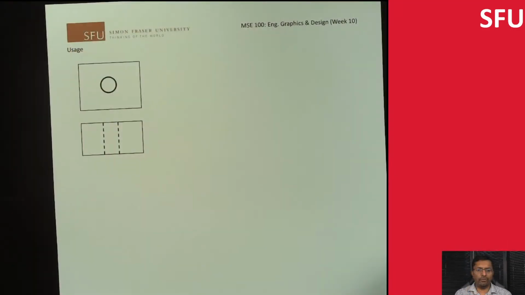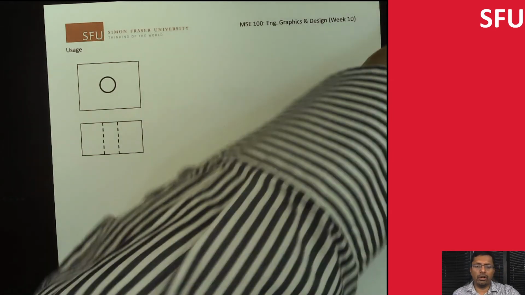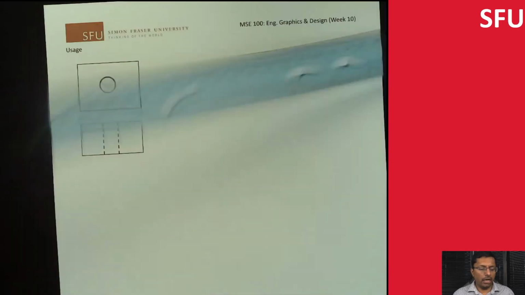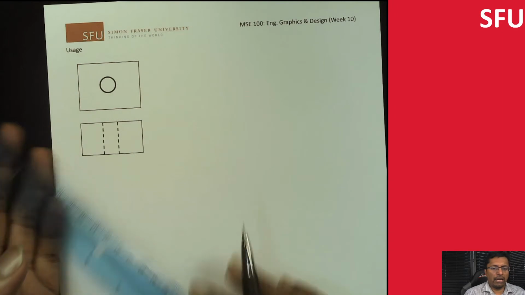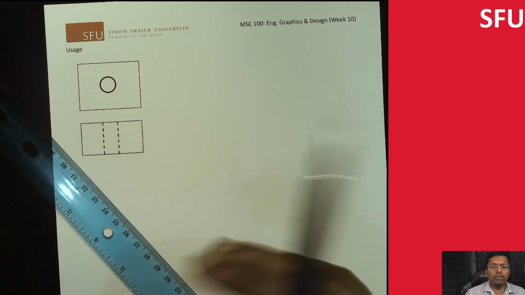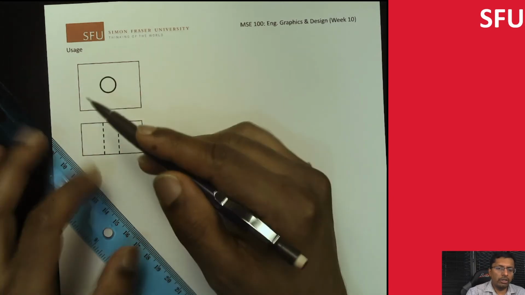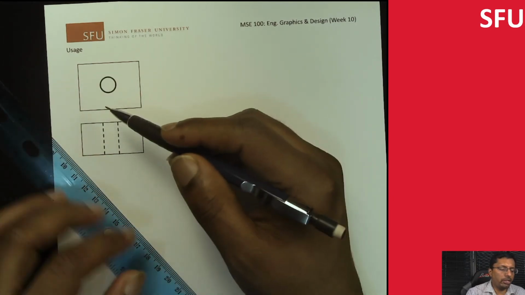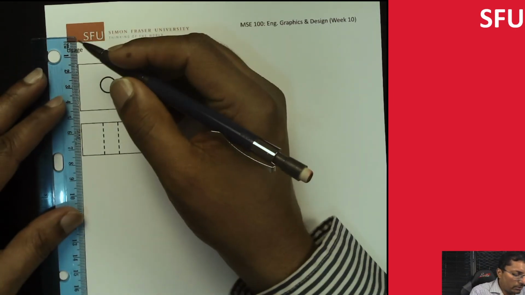So let's shift to the document camera here. We'll go over the usage, or how we'll actually set up the tolerance. Just a quick note: normally when you're doing the part, you would do the dimensional and geometric tolerance. I'm going to skip some of the dimensional tolerance just to make it a little quicker. So let's do that.